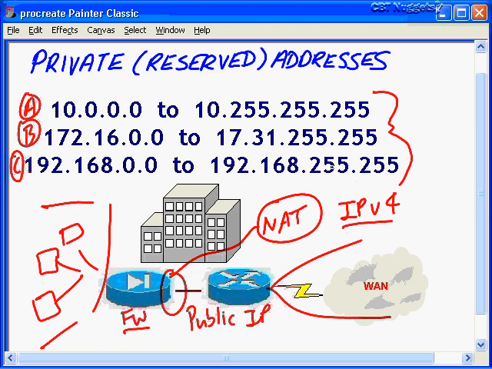So private addresses are used for testing, they're used for training, they're used internally for private uses, but they're also used as an addressing scheme inside corporations to extend the finite number of addresses available to us in the IP version 4 scheme. Again, network address translation and private reserved addresses.